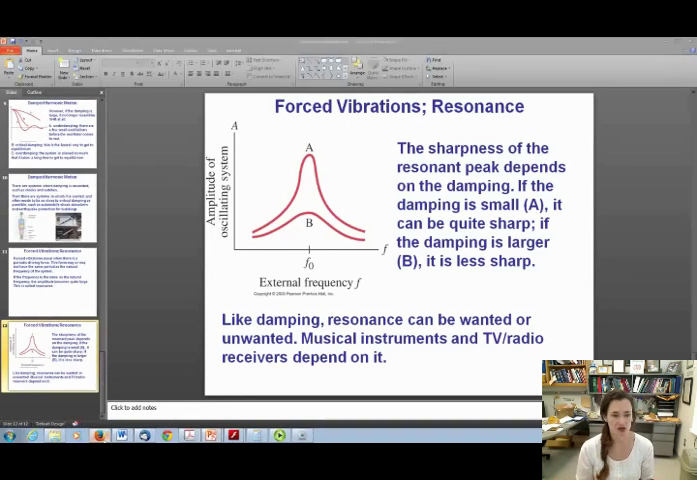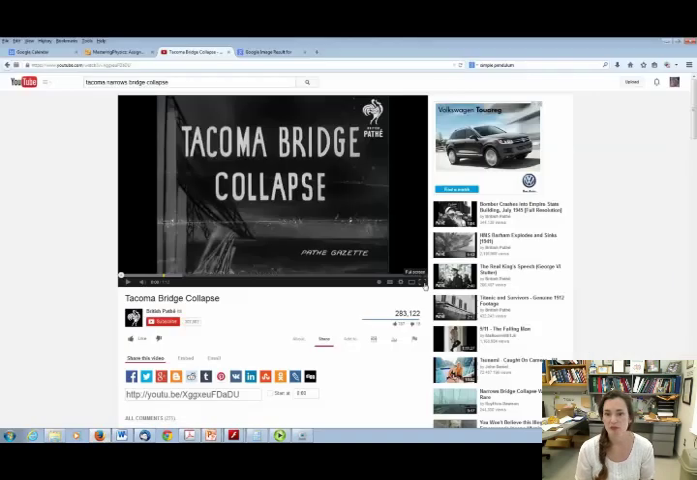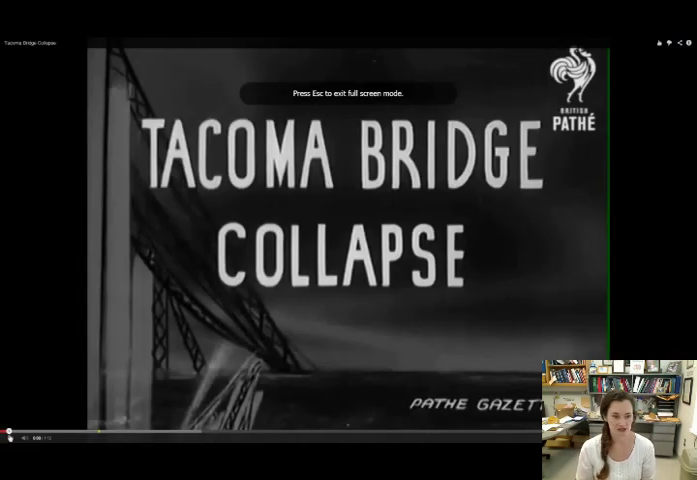But here's an example of a system where it was a really bad idea to drive it at the resonance frequency, and that's the Tacoma Bridge collapse, which is kind of ubiquitous in physics. Let me show you this video.